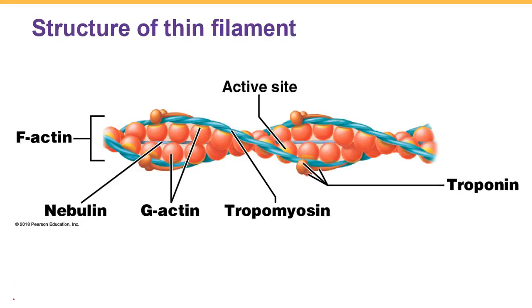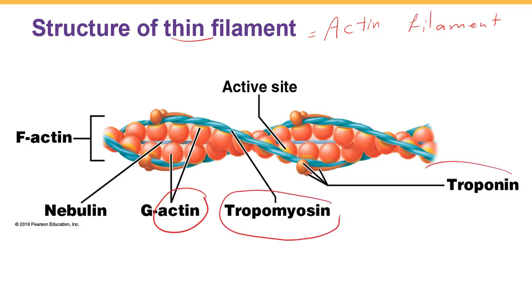Now it's time to look at the structure of the thin filament. The thin filament is also called the actin filament. So, thin filament or actin filament. The thin filament is made up of three main proteins. We have actin protein, tropomyosin, and troponin.